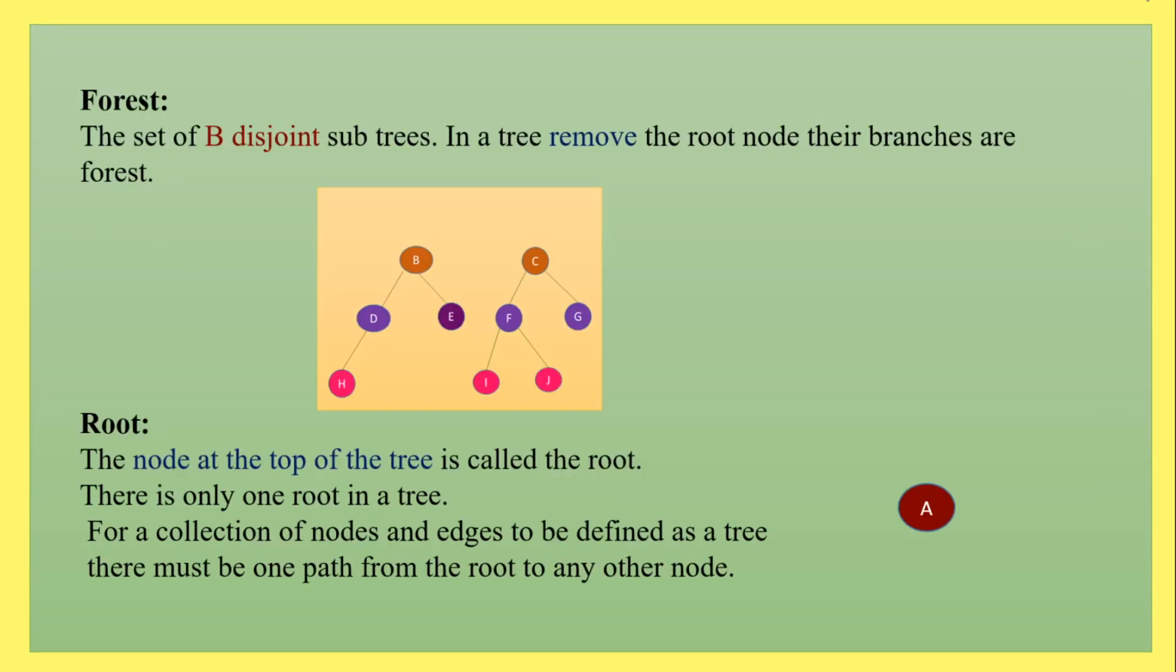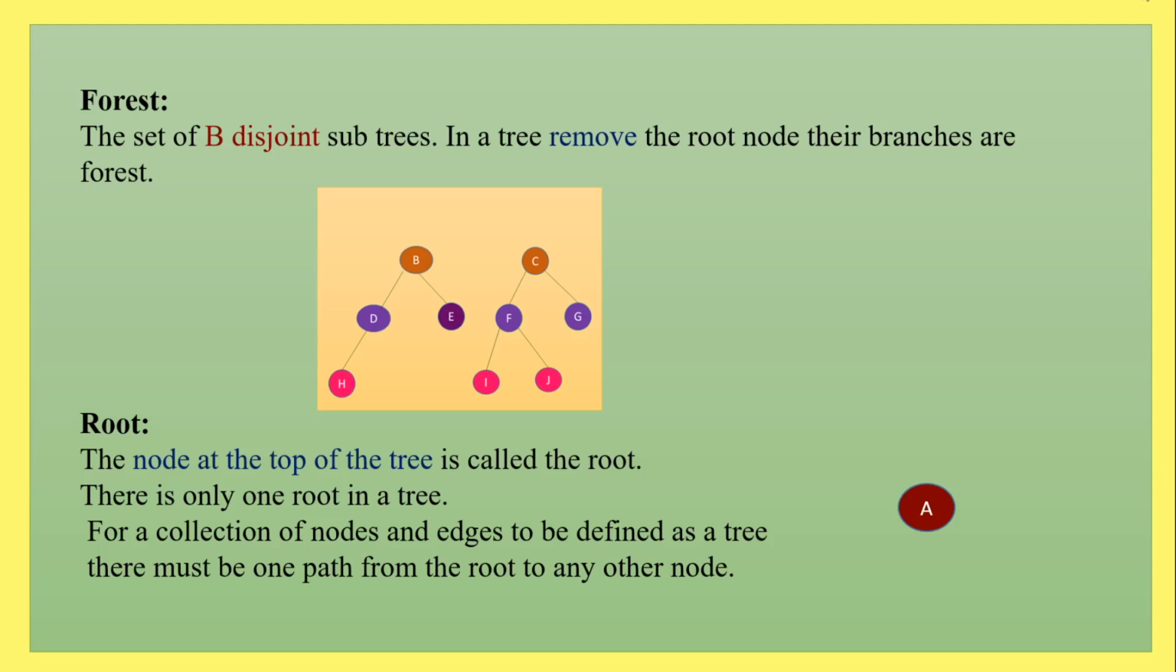Forest. If I remove the root node from the tree structure, then their branches are called a forest. In the previous diagram, I removed the root node A. If I remove the root node, then B becomes a disjoint tree and C becomes a disjoint tree. B is called a forest and C is called a forest.